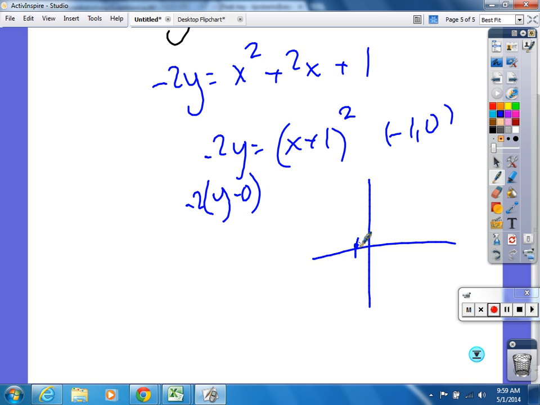So therefore, we kind of have a general idea. Once again, I'm really not caring right now. That's not the whole idea for me on the parabolas. We already know how to graph parabolas, supposedly.